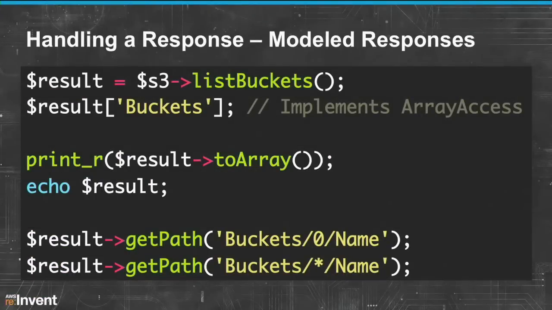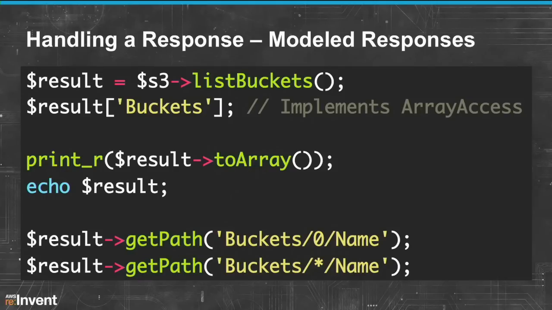When you do execute an operation, in this case, I'm doing a list buckets operation with no parameters, you get back a result. And that result is what we call a modeled response object. That object implements PHP's array access interface, so it actually behaves like an array as well, so you can use a square bracket syntax to reference the data in that object. Or you can use some of the methods that we have on there. So if you want just a normal array, you can use the toArray method that's on there. Then you can print_r or var_dump or whatever you like to do to debug random variables.